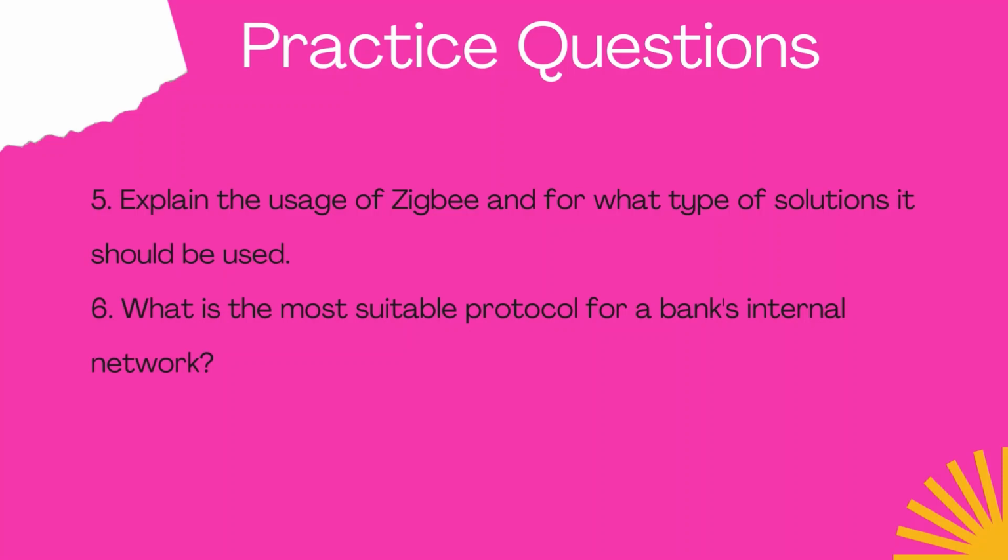Number five: explain the usage of Zigbee and for what type of solutions it should be used. Zigbee is a popular choice for home automation and smart buildings and also integrated into devices that need to transmit small volumes of data. Examples are health measurements of people such as heart rate and blood pressure, but it's not suitable for streaming data. And in home automation, we can set up a Zigbee network and connect our devices such as your fridge, air conditioners, washing machines, fans and bulbs, and manage them through your mobile through an app.